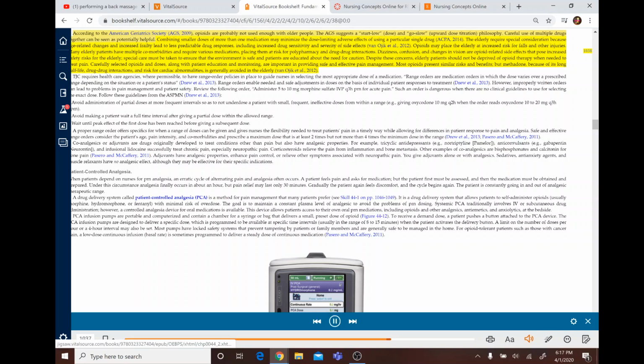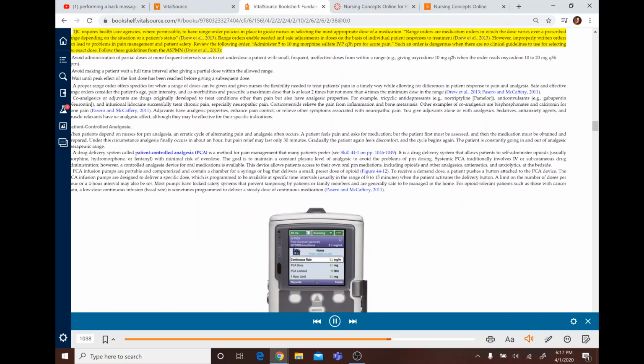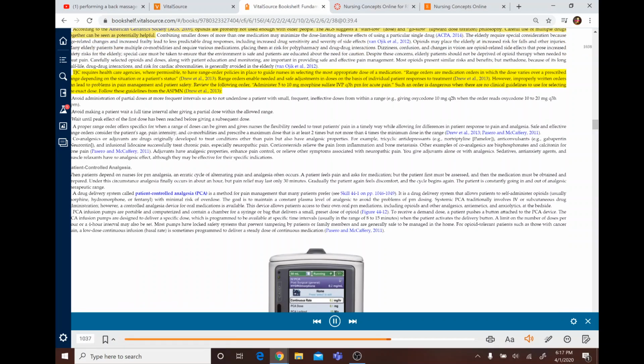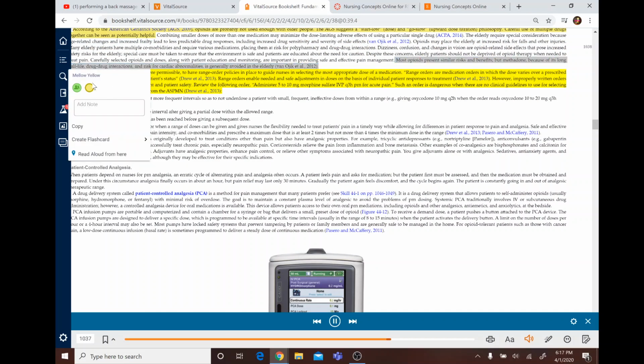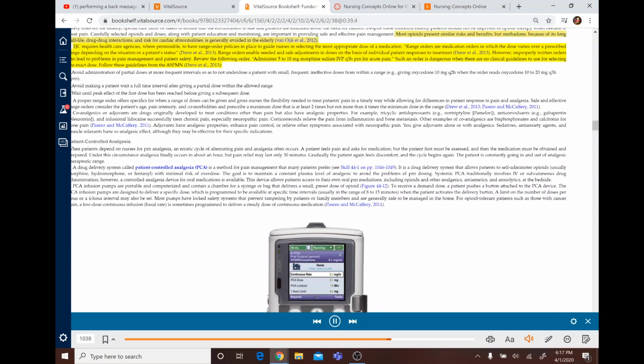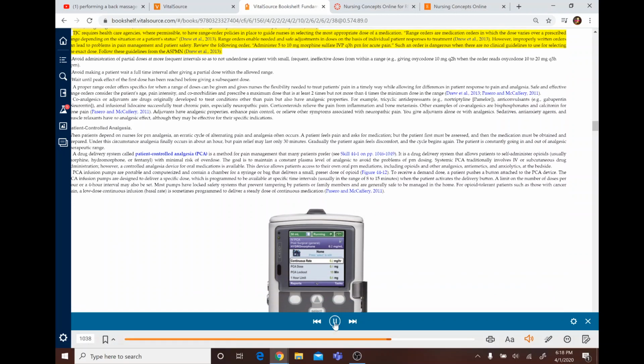Van Ogic et al., 2012. TJC requires healthcare agencies, where permissible, to have range order policies in place to guide nurses in selecting the most appropriate dose of a medication. Range orders are medication orders in which the dose varies over a prescribed range depending on the situation or a patient's status. Drew et al., 2013. Range orders enable needed and safe adjustments in doses on the basis of individual patient responses to treatment. Drew et al., 2013. However, improperly written orders can lead to problems in pain management and patient safety.